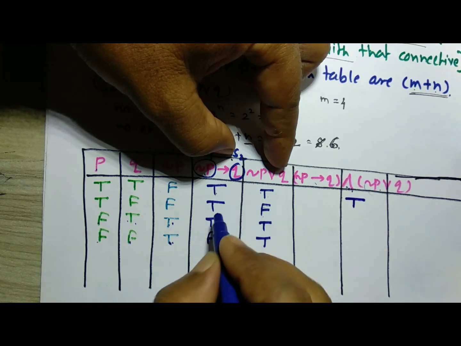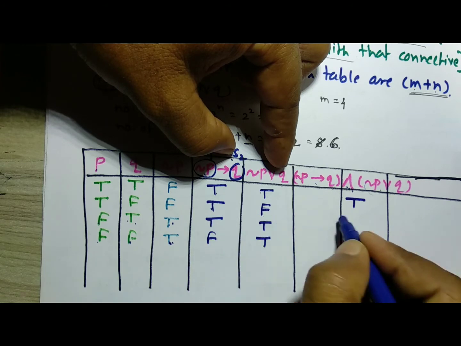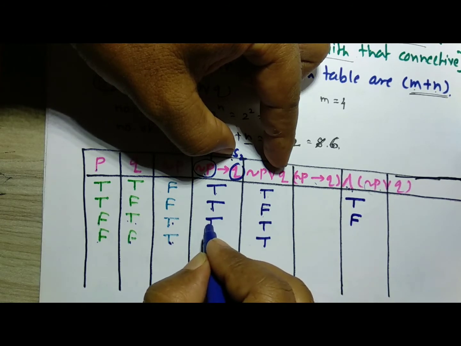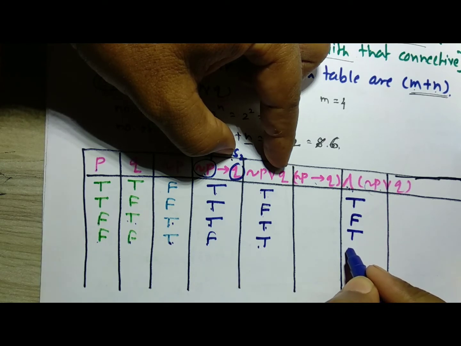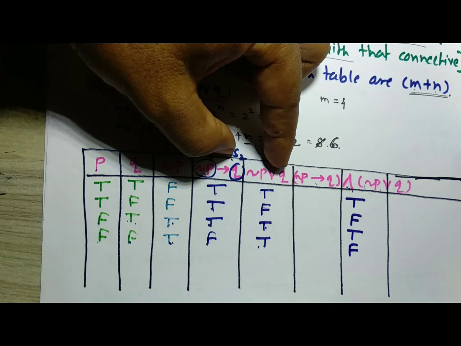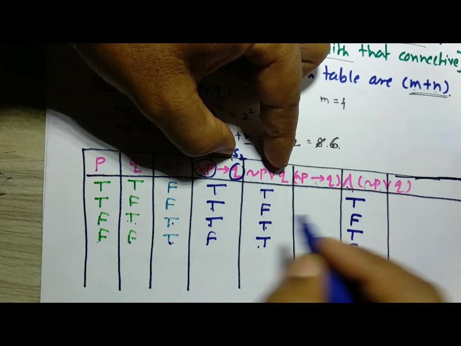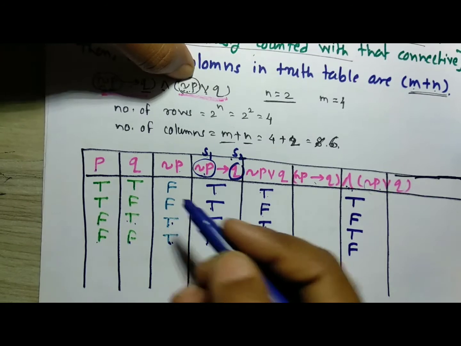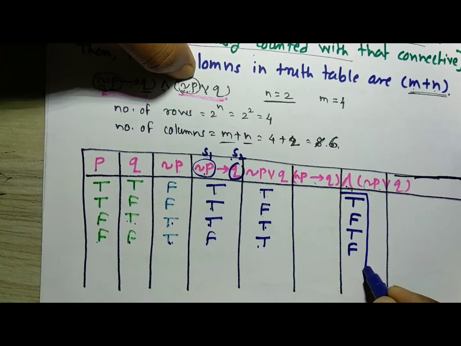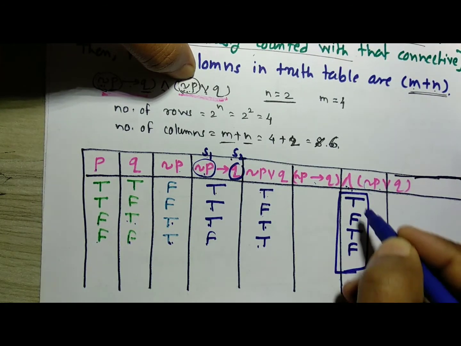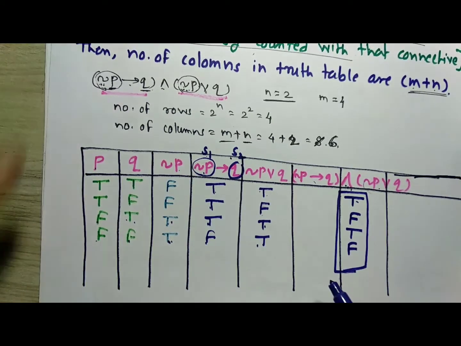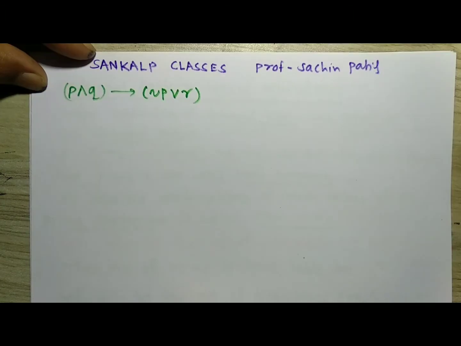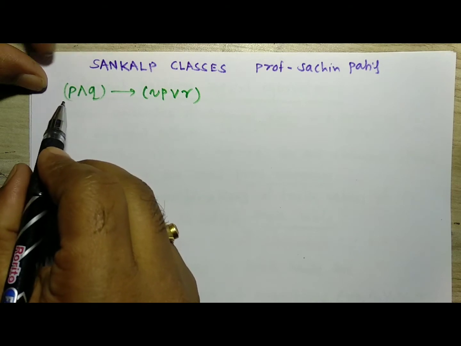This statement true, this statement false, then it is false. This statement true, this statement true, then it is true. This statement false, this statement false, that means it is false. That means you get the truth values for that statement pattern, and this is the truth table related to our first statement pattern. Right now we are going to another statement pattern.